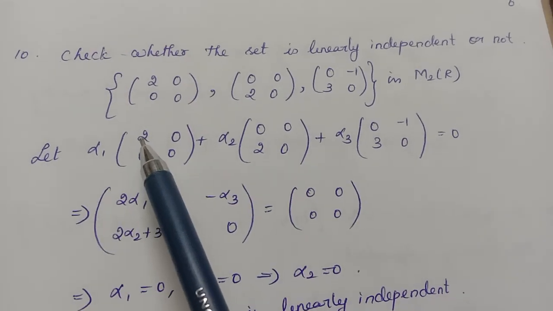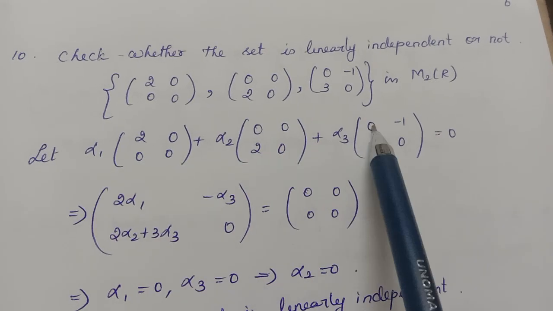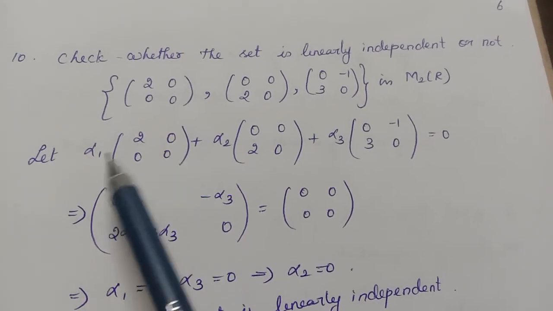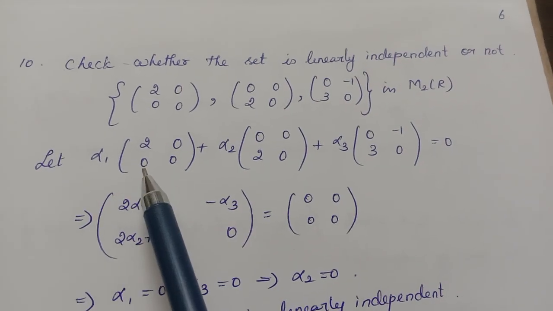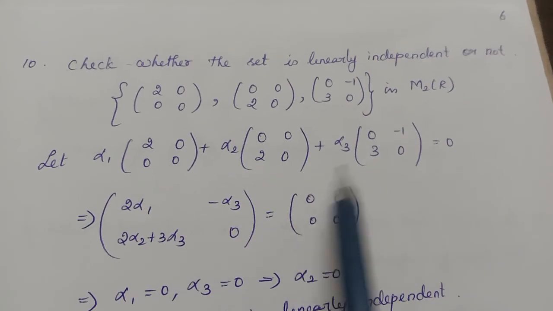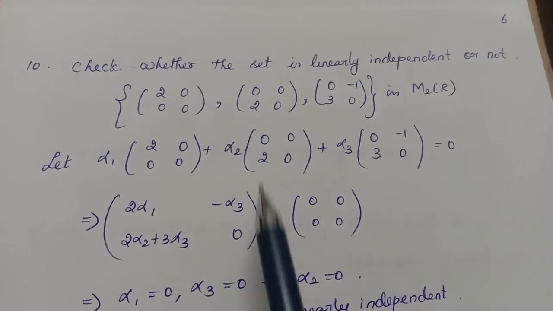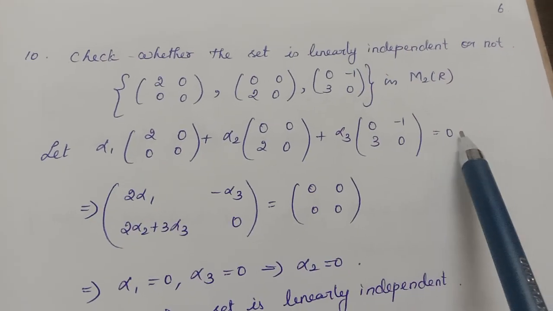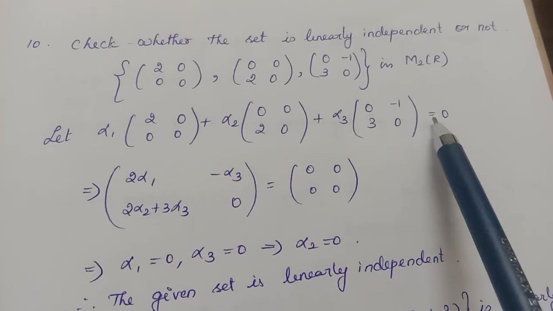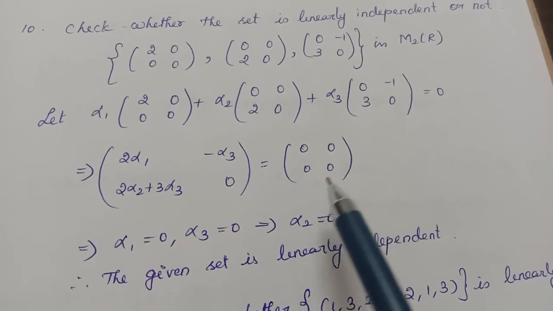Now simplify. The first element is 2 alpha 1. Here are 0. So 2 alpha 1. The second element is 0, 0 minus alpha 3. What is the third element? 0 plus 2 alpha 2 plus 3 alpha 3, and the fourth element is 0 entirely, equal to the right hand side 0. 0 means what? The 0 element of the corresponding vector space. So 0 0 0 0.